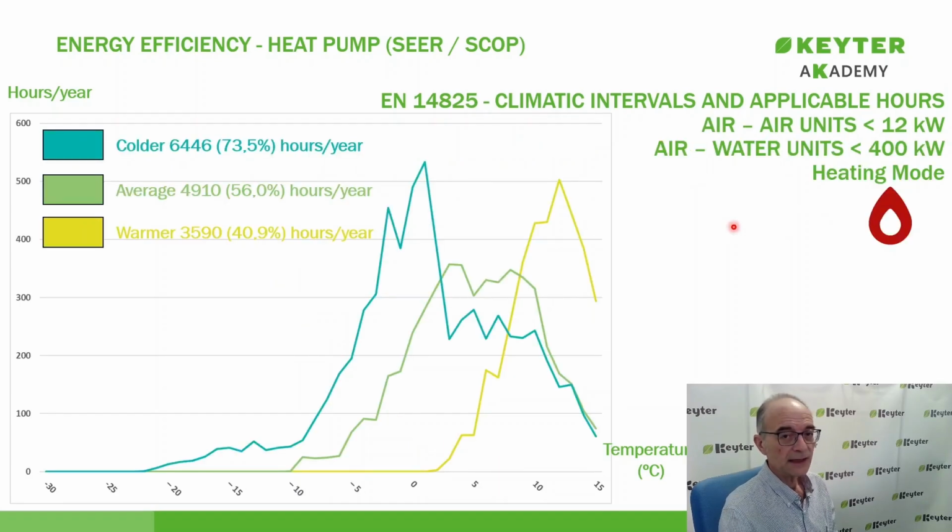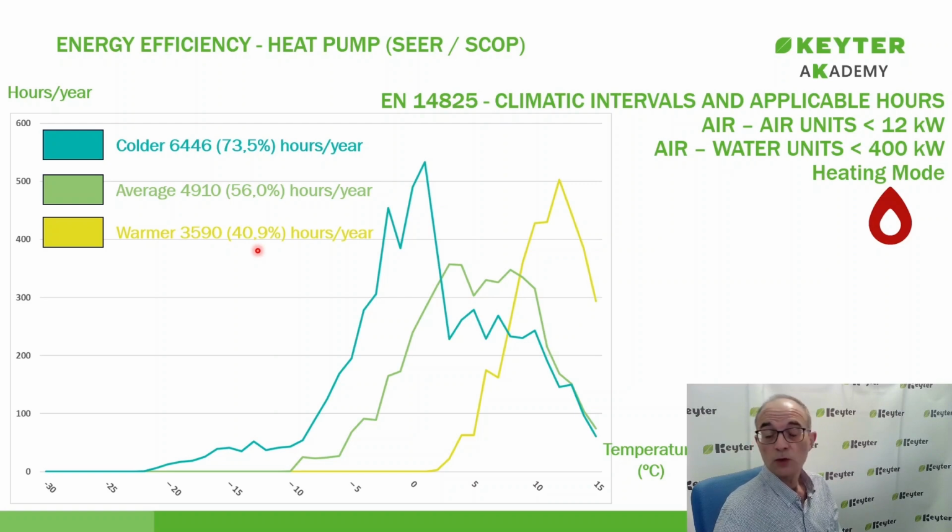In heating mode, we find a slightly different scenario, since instead of a single histogram, we find three. Why? Because Europe has been divided into three climate zones for heating mode. We will find the colder zone, or the coldest zone, where we will define 6,446 hours of operation per year, approximately 73% of the total hours. The medium zone, 4,910 hours, 56%. And the warmest zone, 3,590 hours, approximately 41% of the hours in the year, where the heat pump will operate.